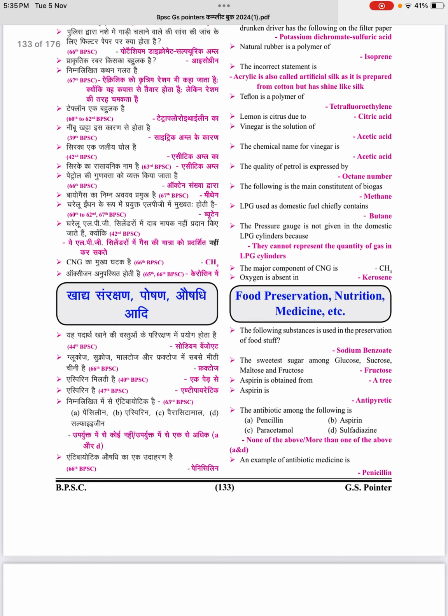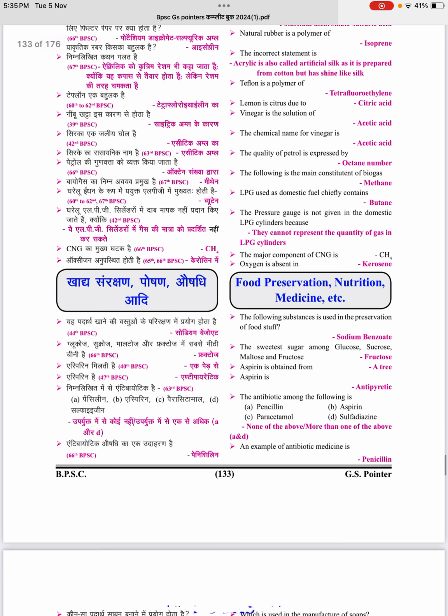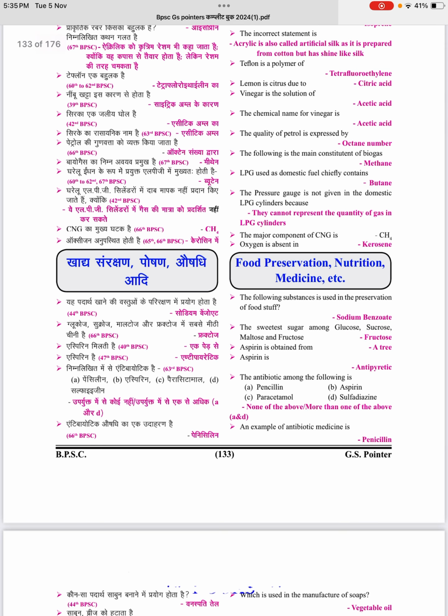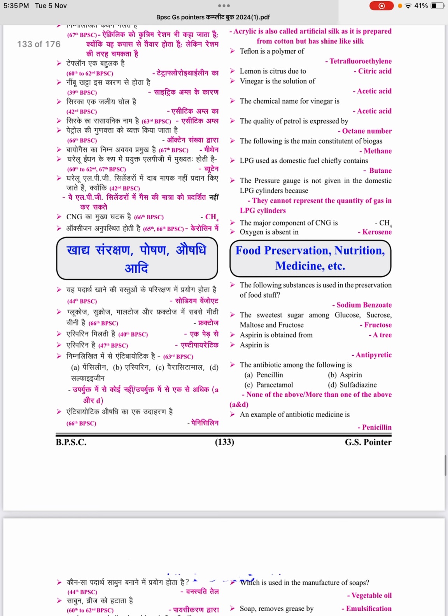Natural rubber is a polymer of isoprene. The incorrect statement is: acrylic is also called artificial silk as it is prepared from cotton but has a shine like silk. Teflon is a polymer of tetrafluoroethylene. Lemon is sour due to citric acid. Vinegar is a solution of acetic acid. Chemical name of vinegar: acetic acid.